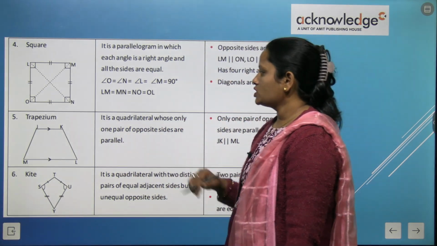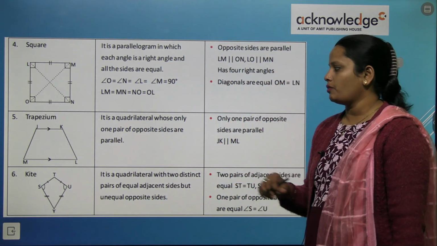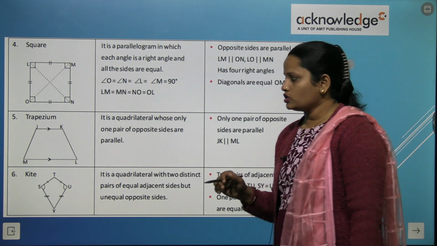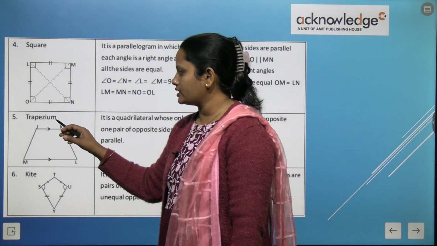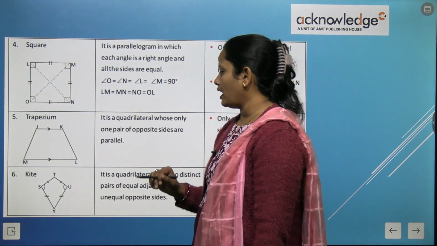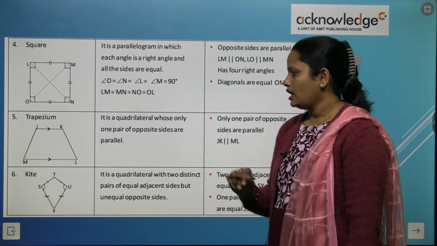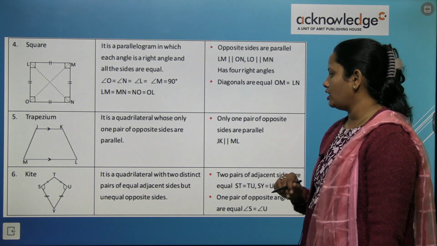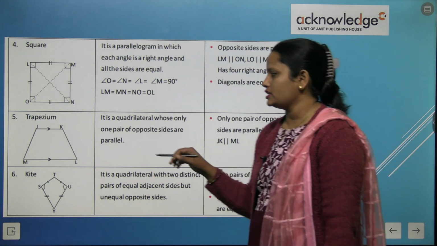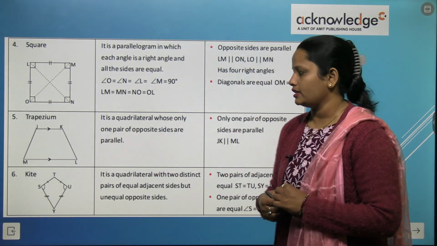Next comes the trapezium. Trapezium क्या है? It is a quadrilateral whose only one pair of opposite sides are parallel. So ये जो trapezium है, इसका सिर्फ एक pair of sides ही parallel होता है, बाकी दूसरा parallel नहीं होता है. And only one pair of opposite sides are parallel here, which is JK and MN.